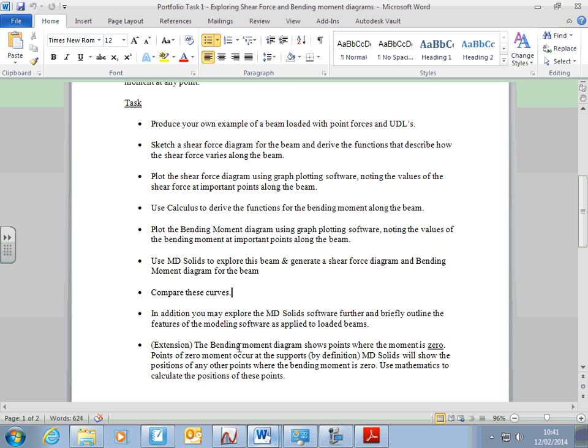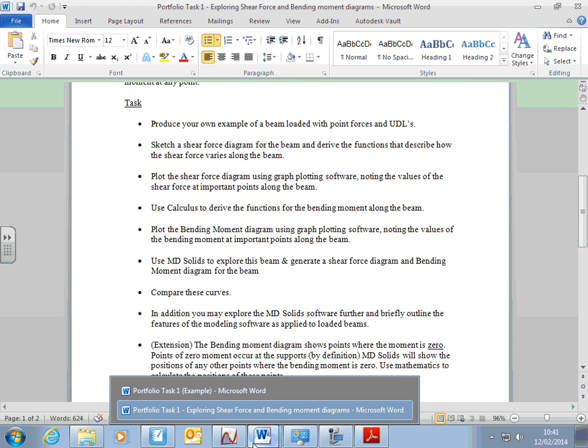As an extension, the bending moment diagram shows points where the moment is zero, i.e. where it cuts through the beam or through the x-axis. Points of zero moment occur at the supports by definition, and MD Solids will show the positions of any other points where the bending moment is zero. Use mathematics to calculate the positions of these points, so that's an extension, particularly for the maths of it. We're going to look at an example now.